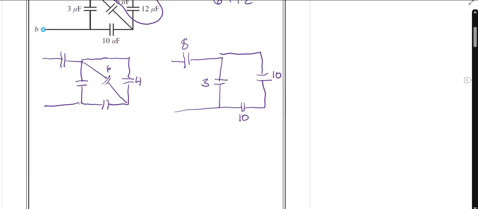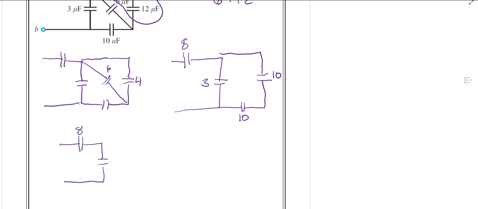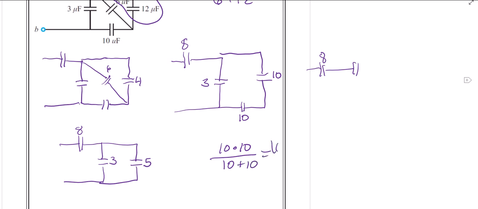Okay, now I have a 10 and a 10 in series, and if you have two identical capacitors in series, the equivalent capacitance is half. That's what you get from doing product over sum, but it is half. So that would be 5. Now I have a 3 microfarad and a 5 microfarad capacitor in parallel, so I can just add those. Wait, did you explain the half again? Yeah, it's just product, 10 times 10 over 10 plus 10 is 100 over 20, which is 5. And it works that way every time.